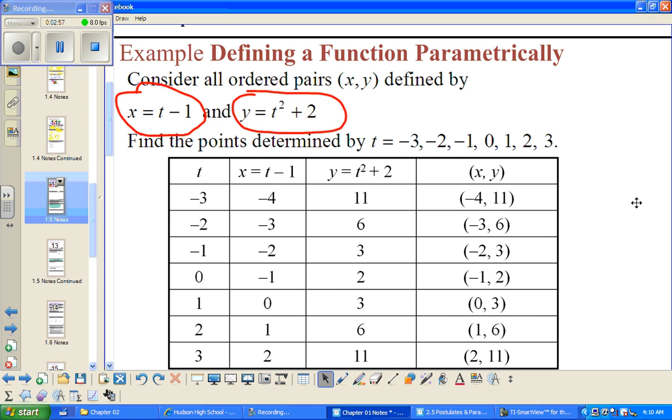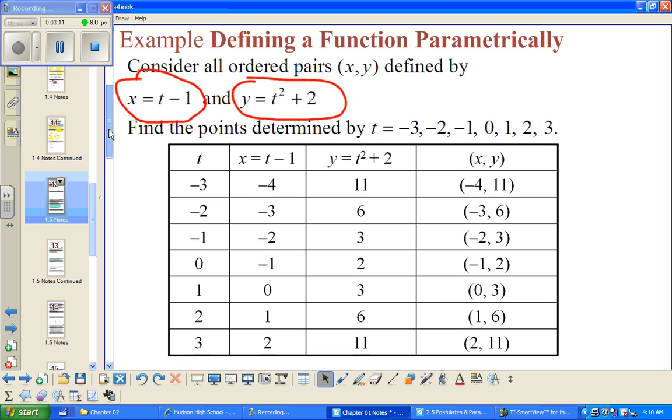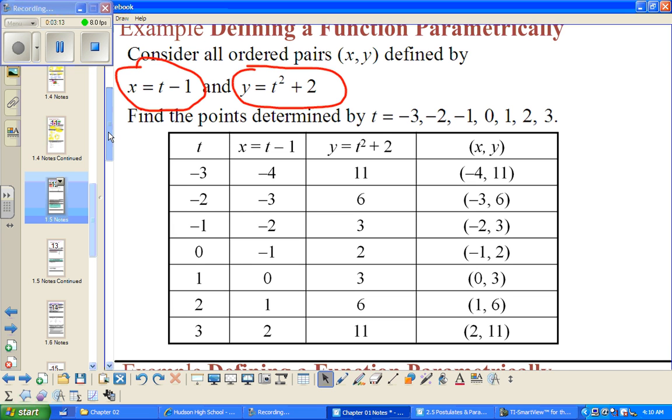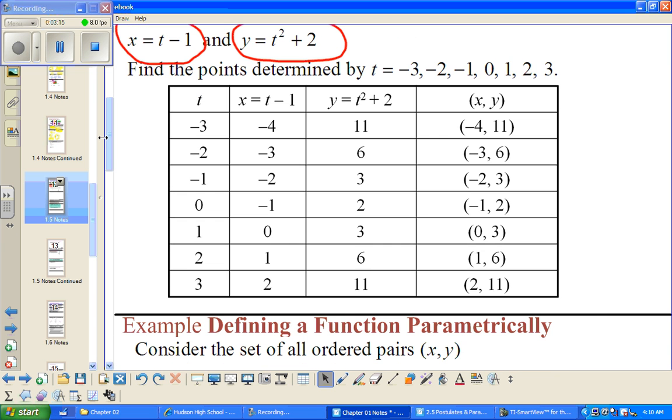You can pause right now and do this, or understand that if you plugged in negative 2, negative 1, 0, 1, 2, 3, you get these x values, these y values, and all these coordinate points. You graph all these coordinate points, and you get some function or some graph that maybe you wouldn't expect.